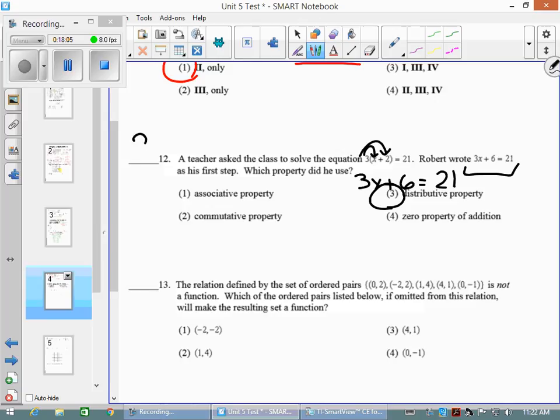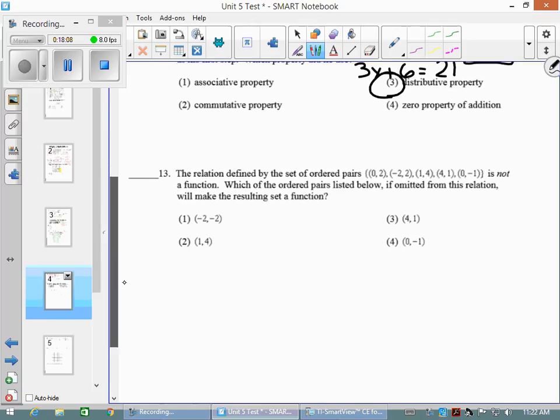Question 13, they ask which relation, defined by the set of ordered pairs which is given to us, is not a function. They want to know which ordered pair, if we omitted it, so if we took it out of this, would make the resulting set a function. So remember, think of the definition of a function. For every x value, or for every input, there should only be one y value, one output. The problem here is that we have this point (0, 2), and we have this point (0, negative 1). So for this input of 0, we have 2 different outputs, 2 and negative 1.